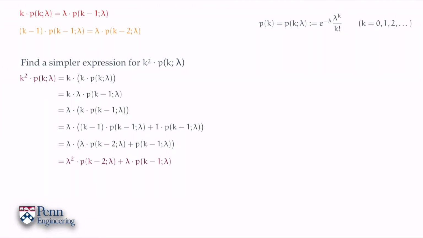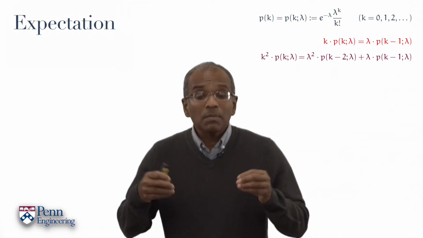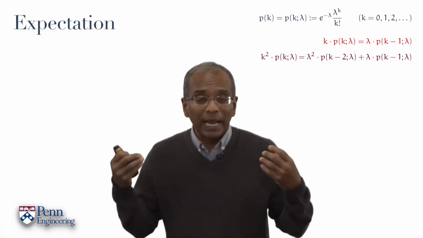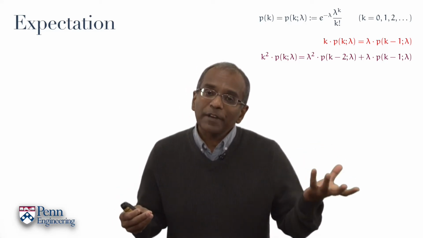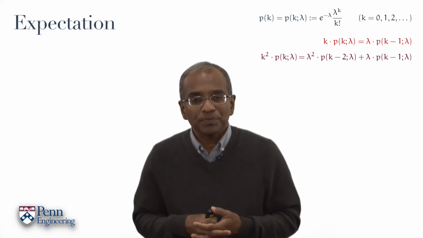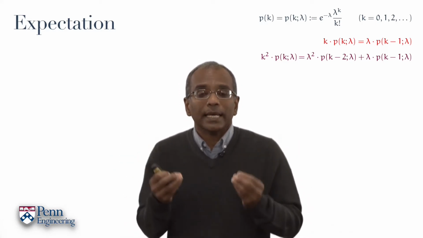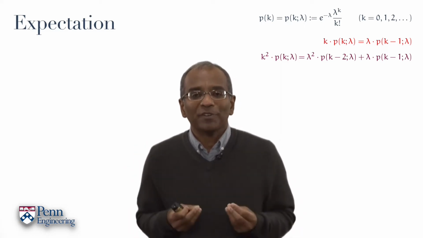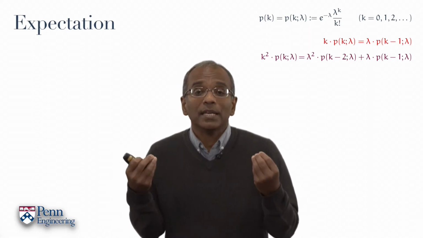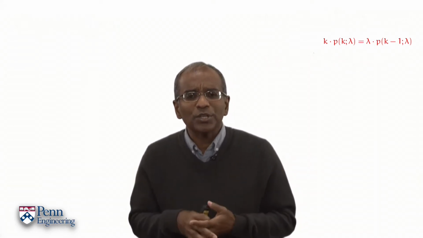Before we proceed with the analysis, let's take a quick stock. Remember, we're starting with the Poisson probabilities P of k, or more elaborately, P of k with a fixed parameter lambda. K runs over all the non-negative integers. We've discovered the basic Poisson identity for k times P of k, and we milked this to get another identity for k squared times P of k. We'll put both of these to good use shortly.